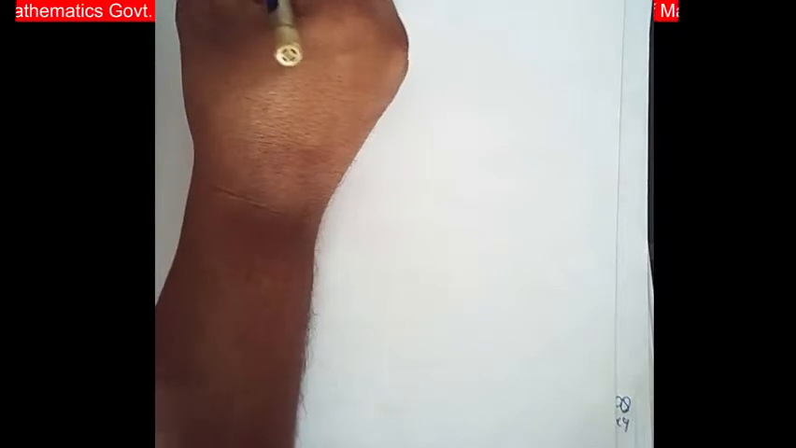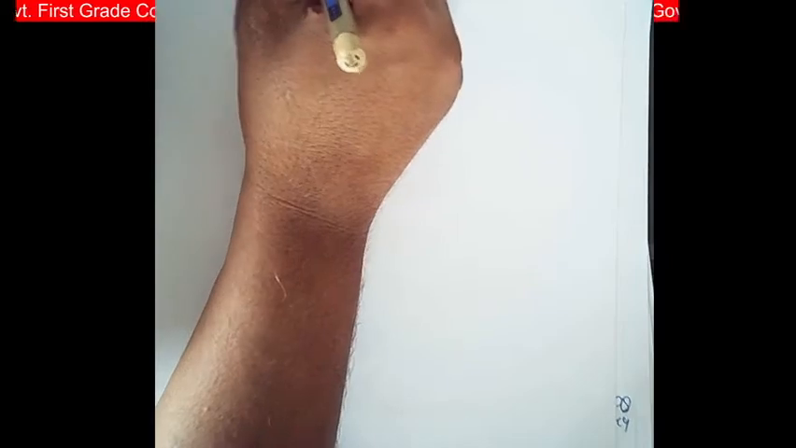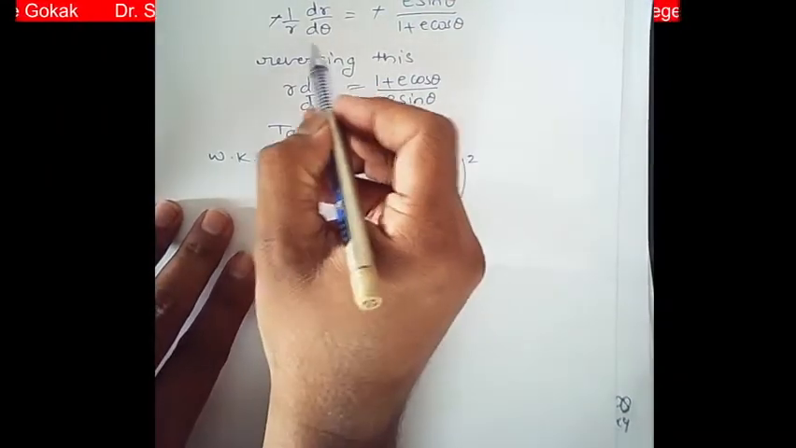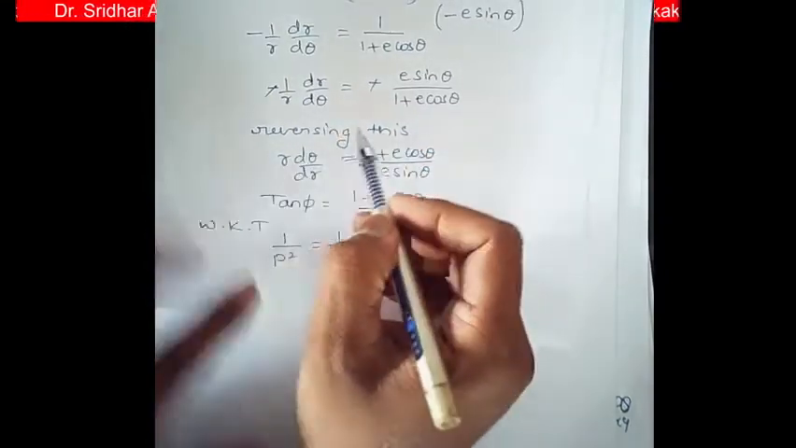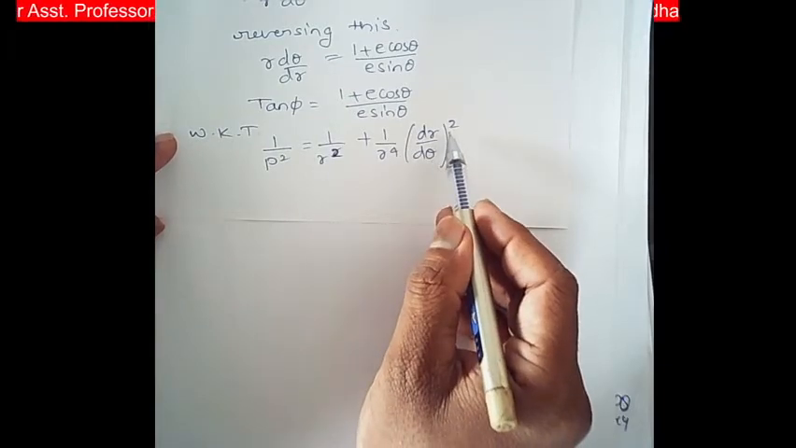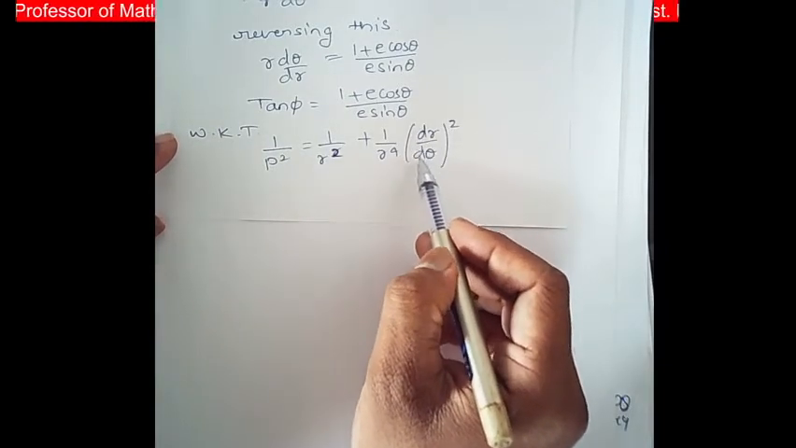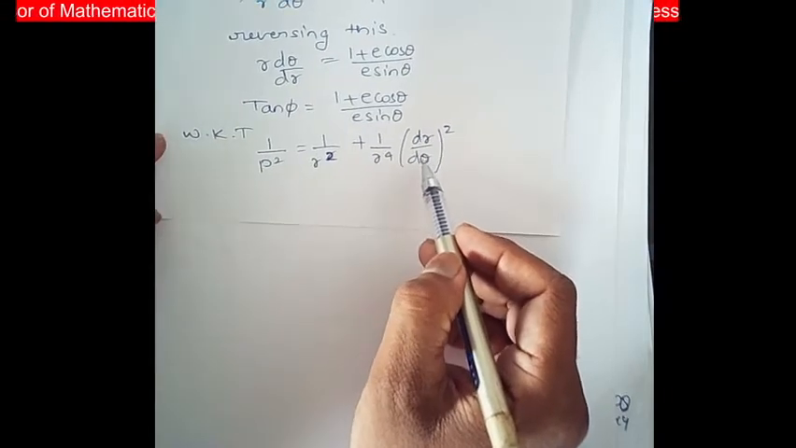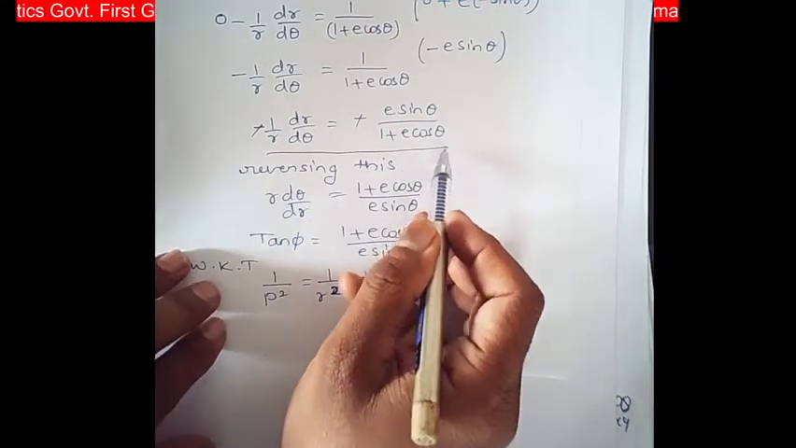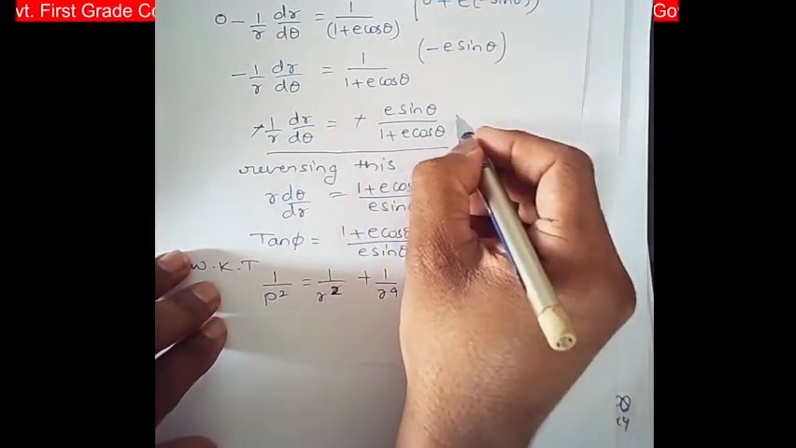So write 1 by p square is equal to 1 by r square plus 1 by r raised to 4 into bracket. Now in this case, we have to substitute here the dr by d theta value, correct. We have to substitute this dr by d theta value. So for that what we do, we use this relation, okay.